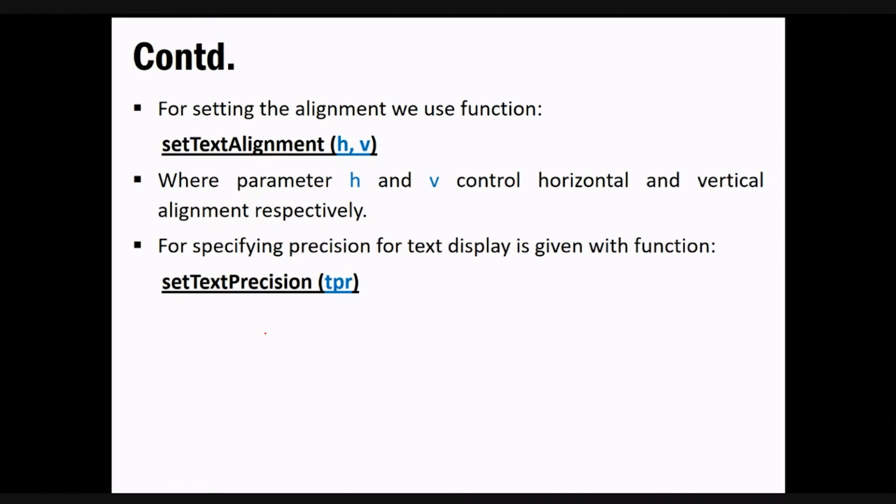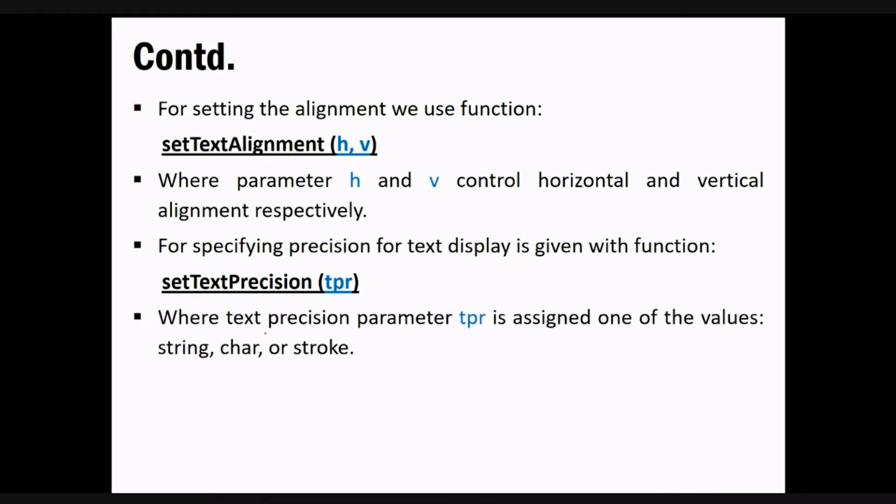Specifying precision for text display can be done with set text precision. Precision is nothing but creating a crisp display for your eyes or for the monitor. It could be to change the sharpness, or to create multiple resolutions of the thing that is to be displayed. For that purpose you generally use this.